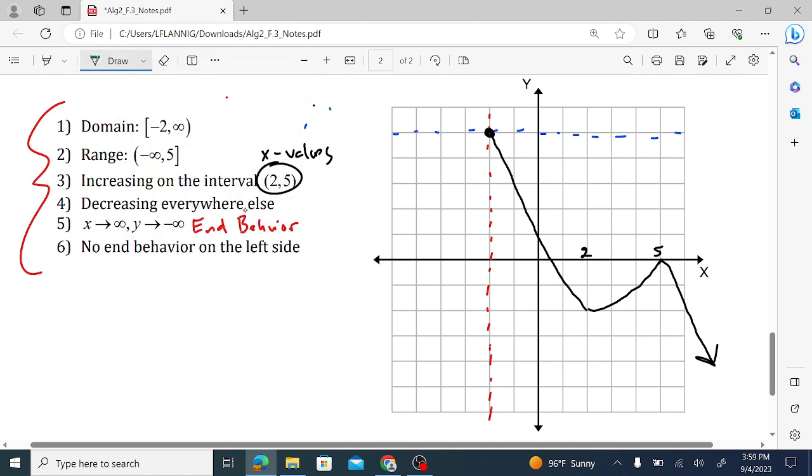I'm just going to make sure all these things are true. Let's make a checklist. Domain, -2 to infinity, that's true. So that red line is my farthest left, and then it keeps going to the right. So that one's checked off. Good. The range is from -infinity to +5. It goes all the way down, but stops at +5. So that one's good. Increasing on the interval from 2 to 5. Well, we see that from here to here, it's an increasing value. So that's good. Decreasing everywhere else. Down here is decreasing. Down here is decreasing. And nowhere else is increasing. So we're good there. The end behavior, as we go to the right, it goes down, and that's good. And then no end behavior on the left side. That's good as well, because it's just a point.